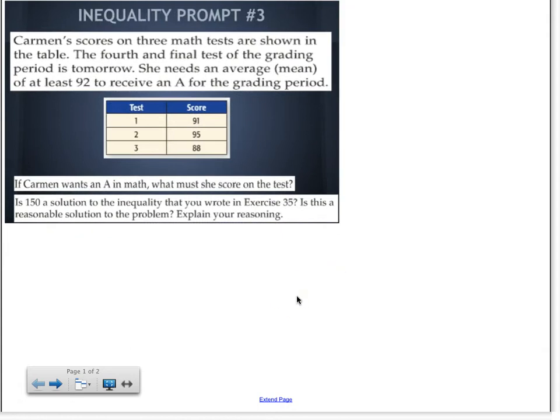Let's think about this. Do we know anything about the 4th test? No, we don't. And so the general trend says this. If we don't know a solution to that, what do we do? Always name it as a variable. Very good. So how do you want to name this? Okay, so let's say x, right? X is what? The score of the 4th test.